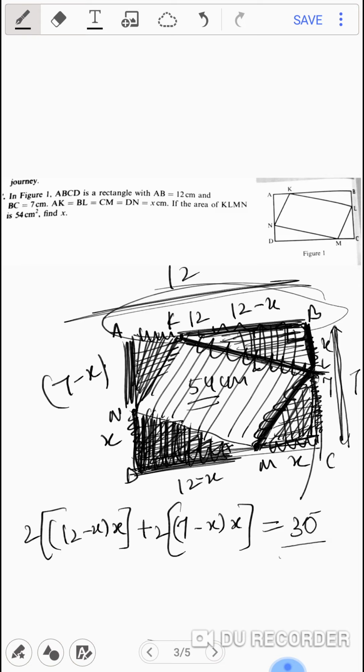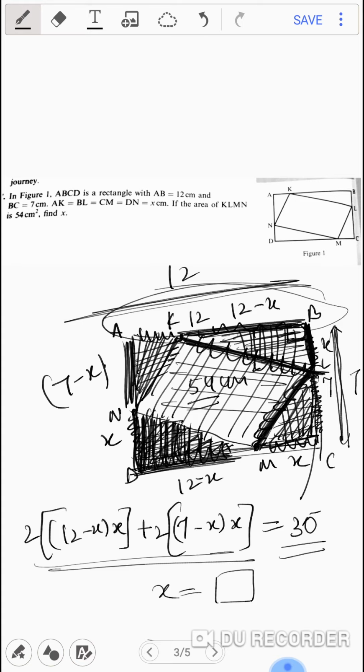will be equal to 30. How 30? Because the full bigger rectangle is 12 into 7, that is 84 in area, and the inside rectangle is 54. So if I subtract them, I'll get the area of 4 right angle triangles. Clear? So that is 84 minus 54, that makes up 30. And once you solve this equation, my dear kids, you will find it very easy to get the value of x.